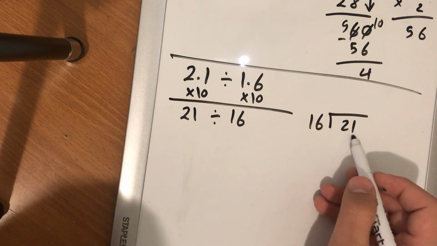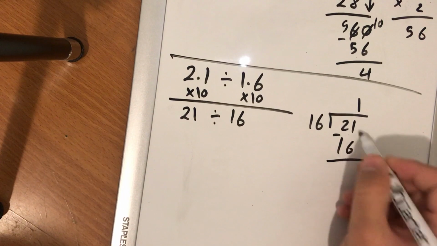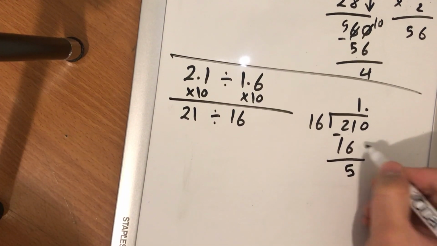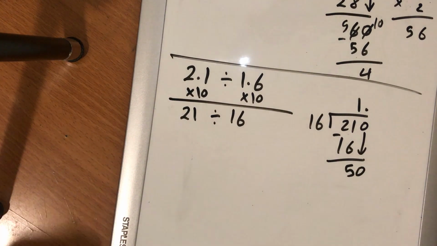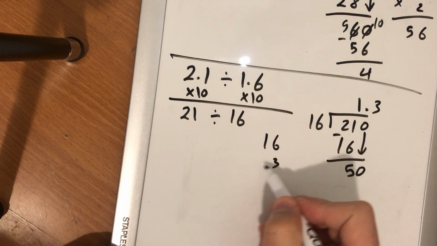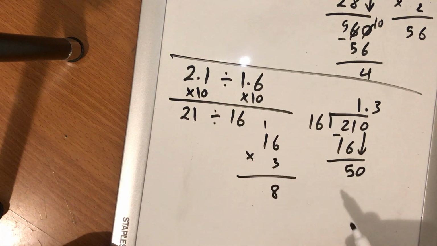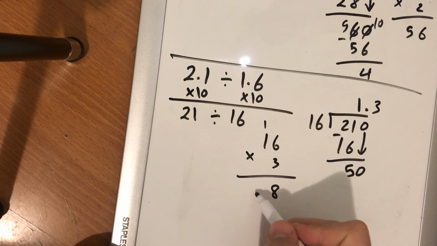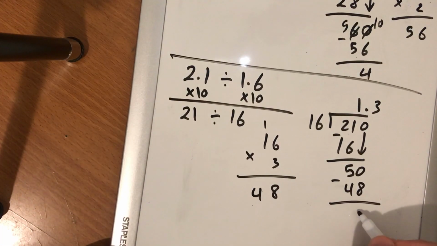16 doesn't go into 2, but it goes into 21 at least once. 1 times 16 is 16. 21 minus 16 will give you a 5, right? Put a decimal point, put a 0 here, bring it down. 16 goes into 50 about, I will say 3 times. I just take a guess. 3 times 16, I don't know. Let me do it on the side. 3 times 6 is 18. 3 times 1 is 3 plus 1 is 4, so 48. Well, that was a nice guess. 50 minus 48 is 2.